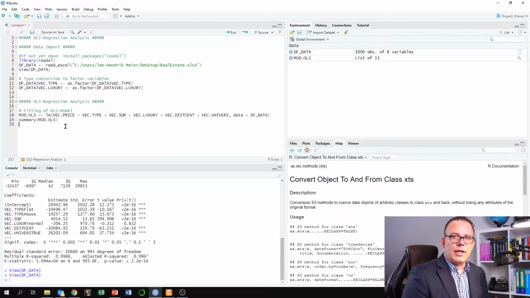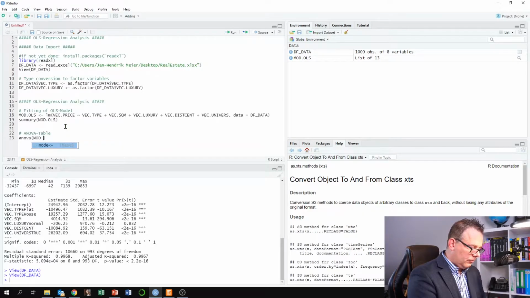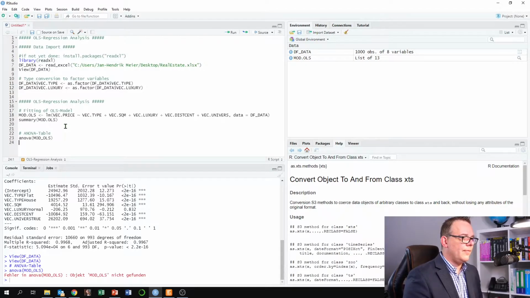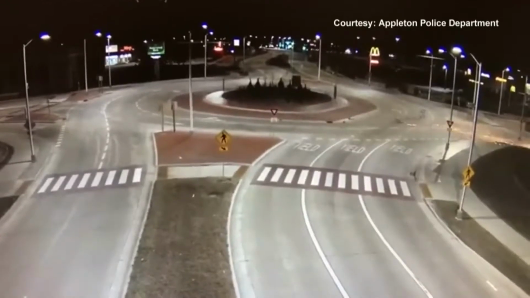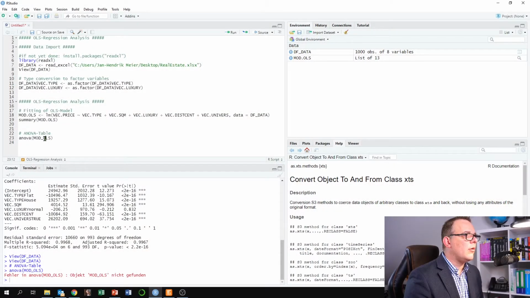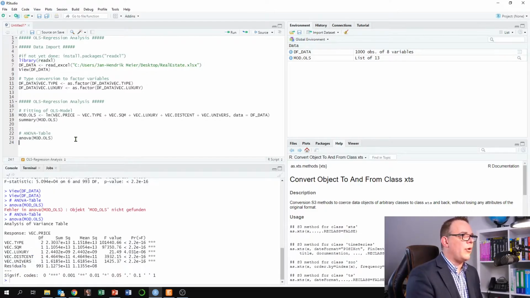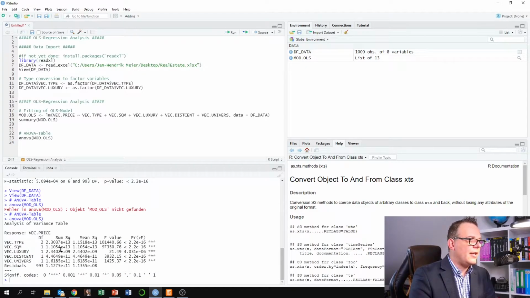The second thing I would like to show is the ANOVA table. Okay, I will show what it is. ANOVA mod OLS. No. Like this. Oh, I chose to do it with a point. Okay, there it is. There is our analysis of variance.